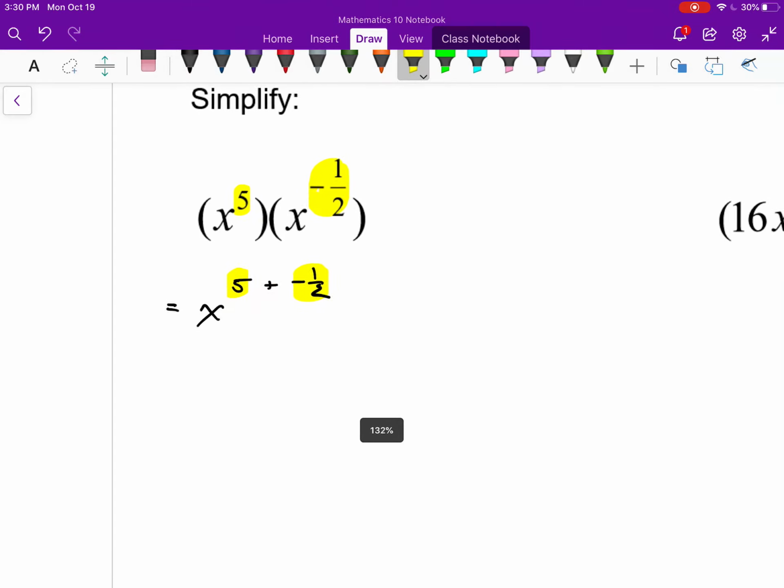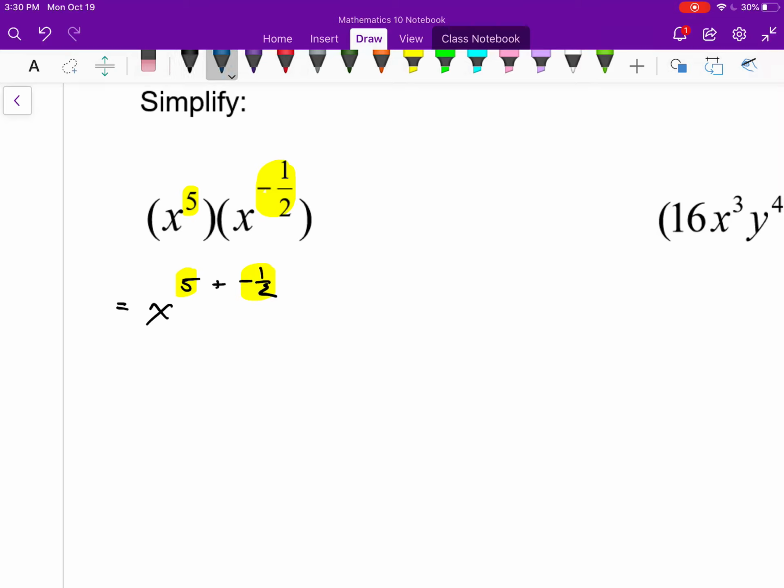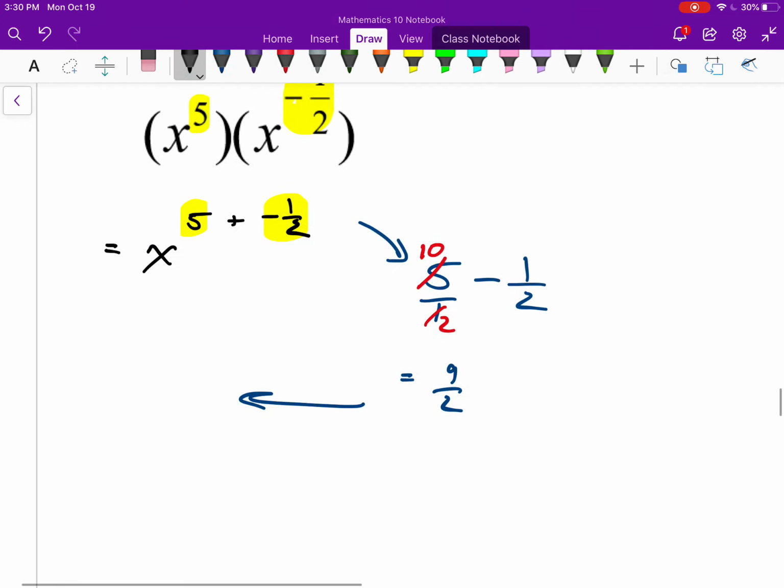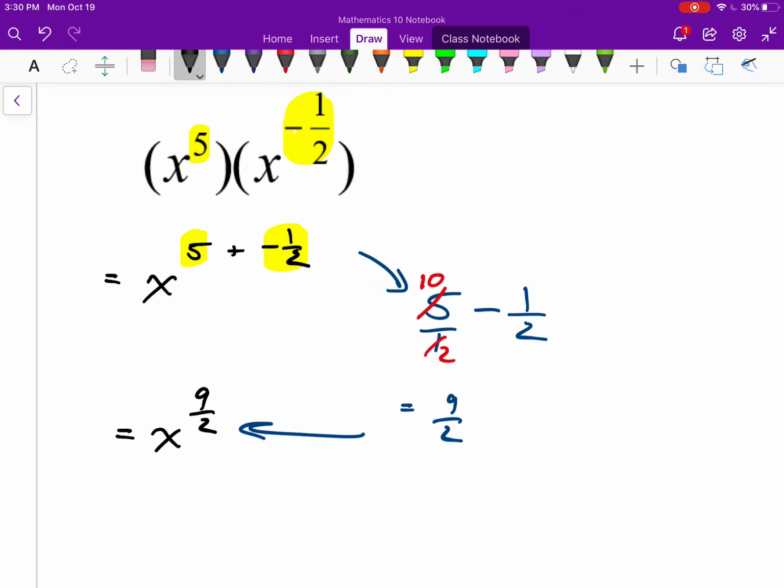And so what is 5 take away a half? I want to stick with fractions here. And so I'll make a little note right here. I essentially have 5 minus a half. And let's remember some good old grade 7 math, grade 8 math. I need to find a common denominator. Right now that's a 1, so let's change that. I've got to double that and double that. So I have 10 over 2 minus 1 over 2, which is 9 over 2. And that's what I want to bring to my final answer. So this equals x to the power of 9 over 2. Okay, so with that said, I have no more negative exponents in my expression, so I'm done.